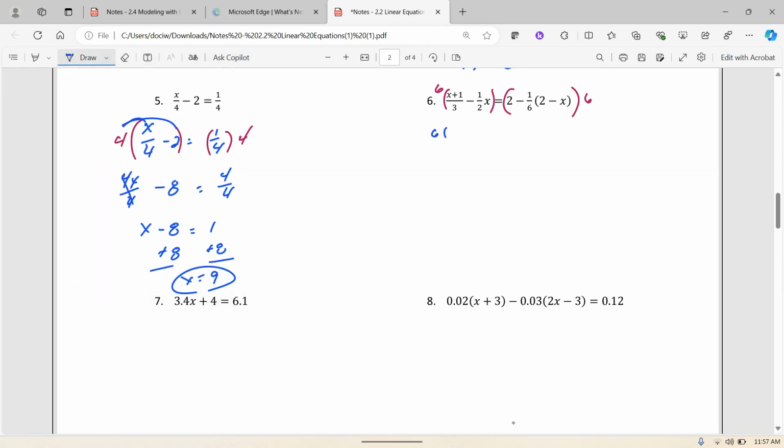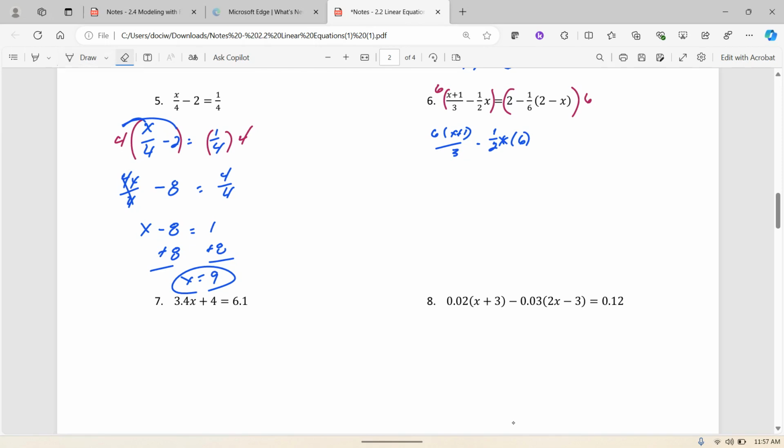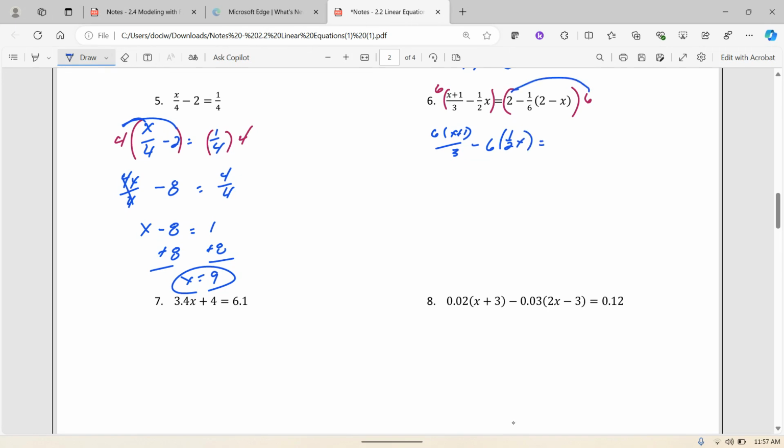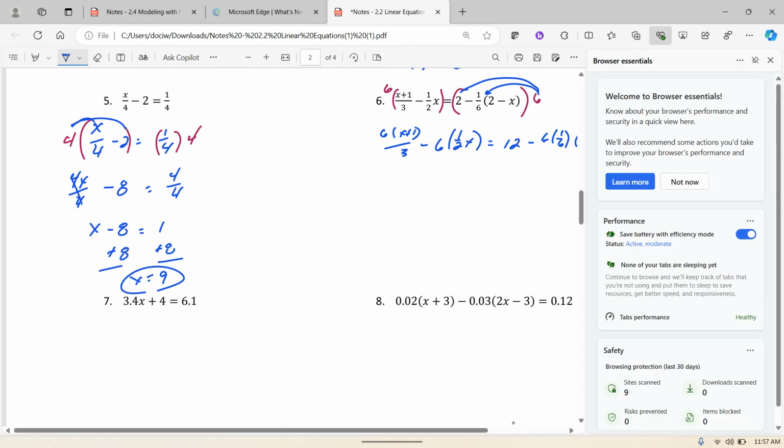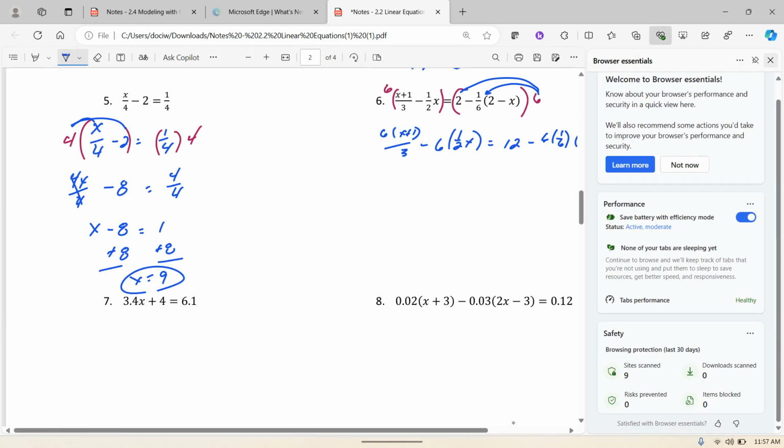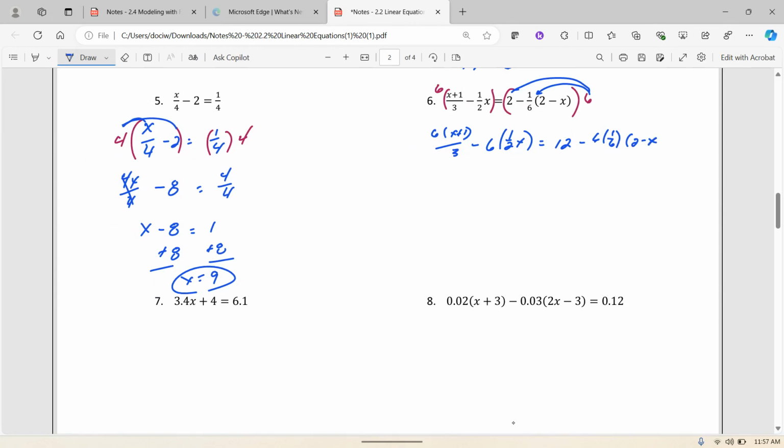So I'm going to have 6 times x plus 1 over 3, minus 6 times 1/2 x. 6 times 2 is 12. Now I've got minus 6 times 1/6 times 2 minus x. So 2 minus x there.